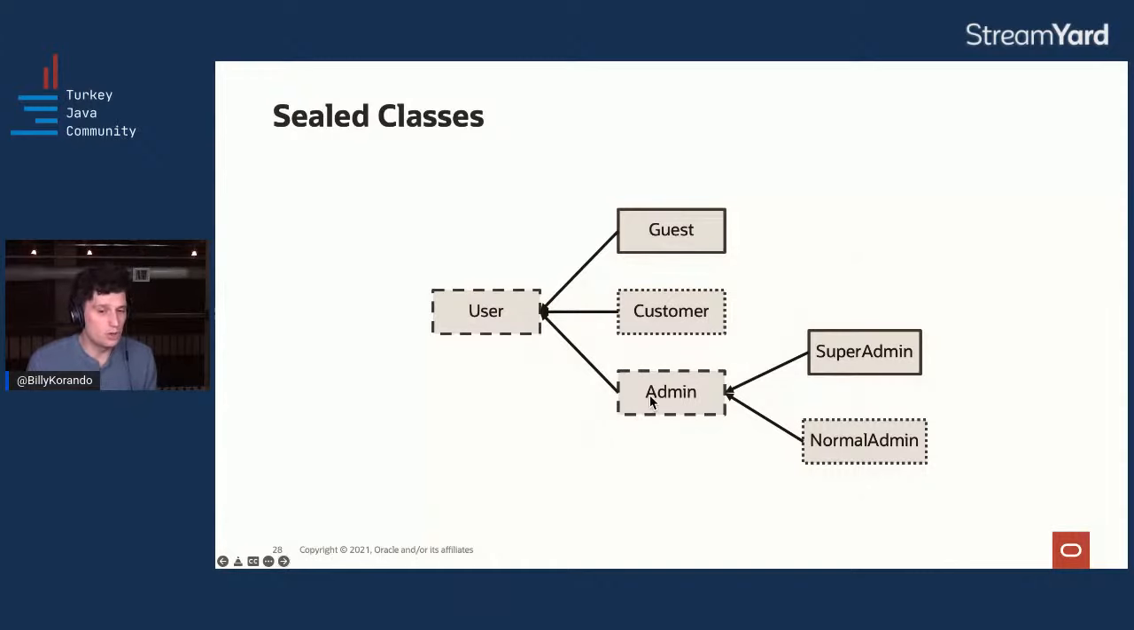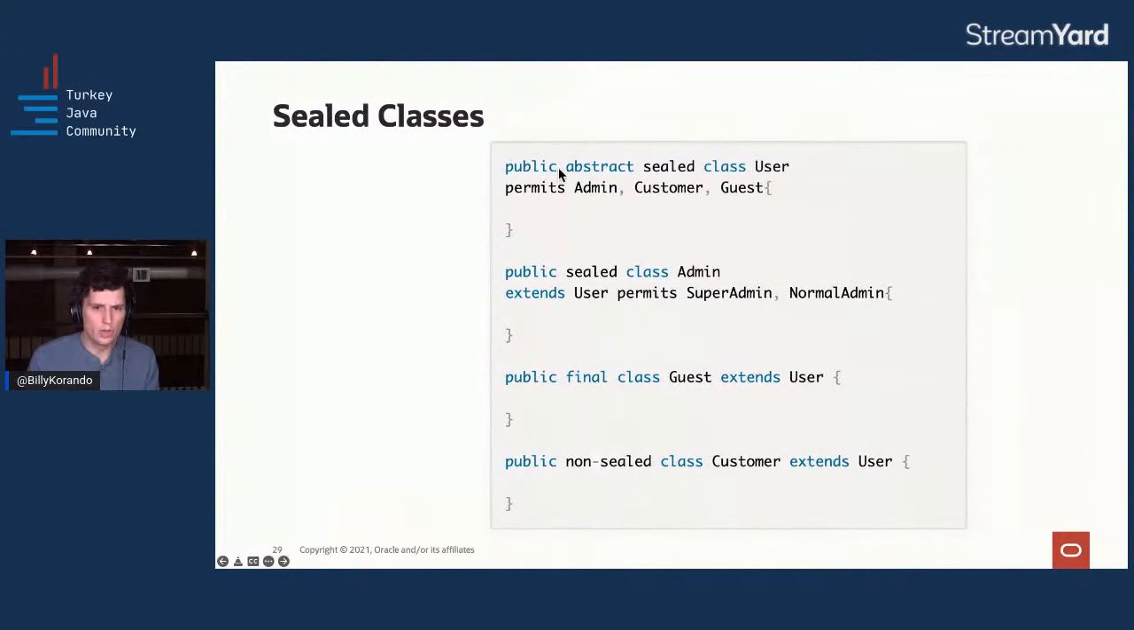And again, with admin, it too could be a sealed class where it can only permit a couple of different types of admins to extend upon it. So what does this look like in code? In code, we would define our user class and use a new keyword, sealed. Then we would have the optional keyword, permits, where we say admin, customer, and guest can extend off of user. Then these subclasses, admin, guest, and customer, would within their declaration have to say if they are a sealed class, like admin, a final class, like guest, or a non-sealed class, like customer. And again, when it's non-sealed, that basically makes it a normal class where anything can extend off of customer.